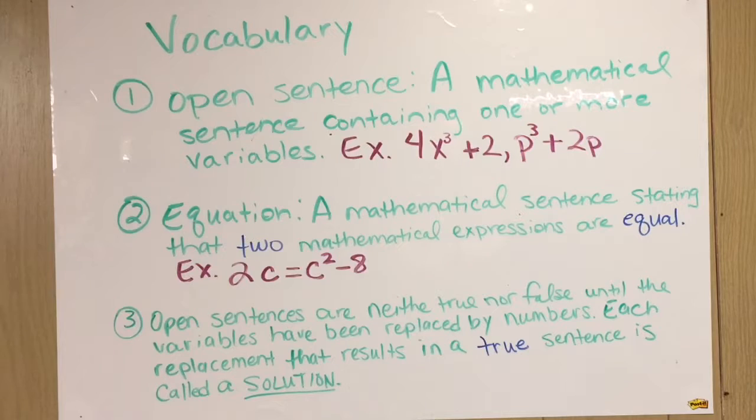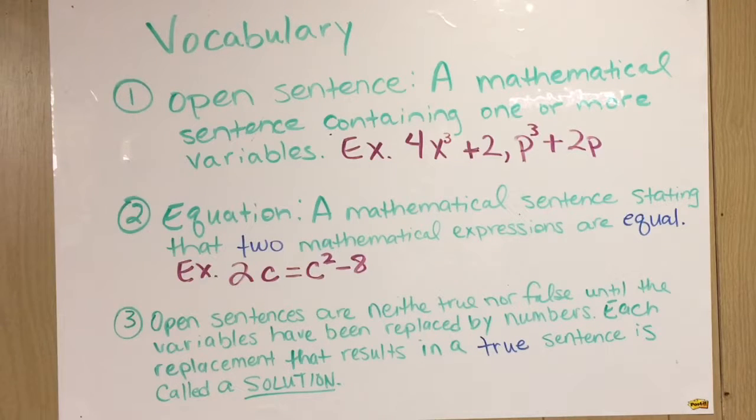Vocabulary. Number 1, open sentence. It's a mathematical sentence containing one or more variables. For example, 4x to the third plus 2, that's an open sentence, along with p to the third plus 2p. Number 2, equation. A mathematical sentence stating that two mathematical expressions are equal. For example, 2c equals c squared minus 8 is an equation.